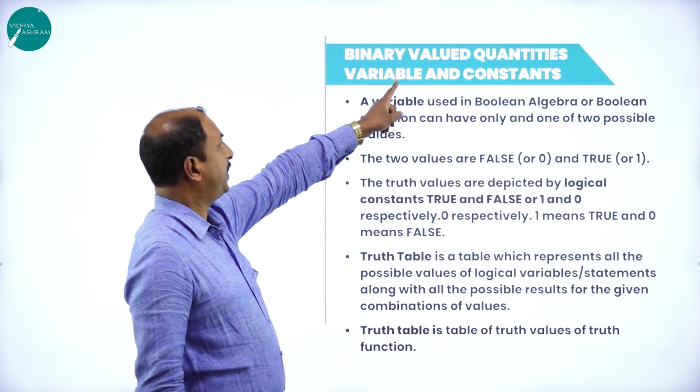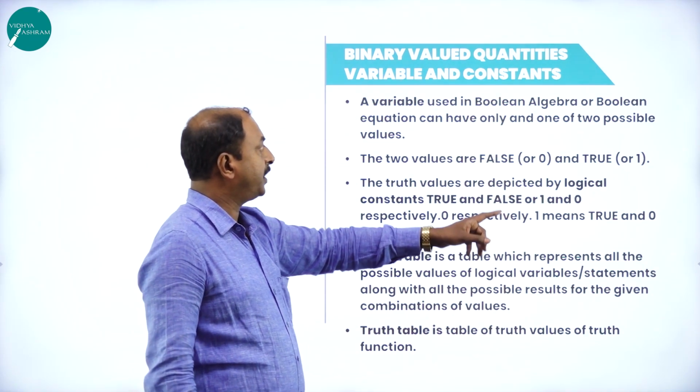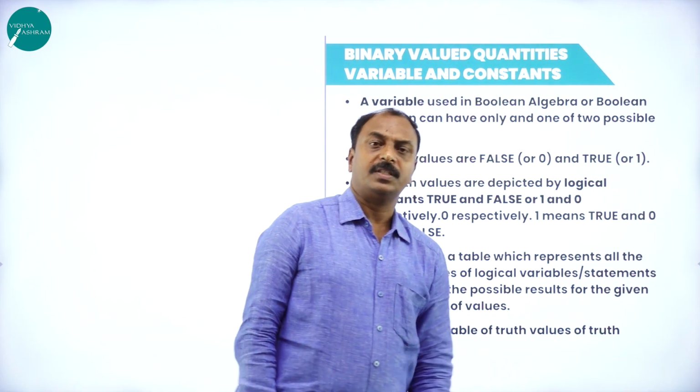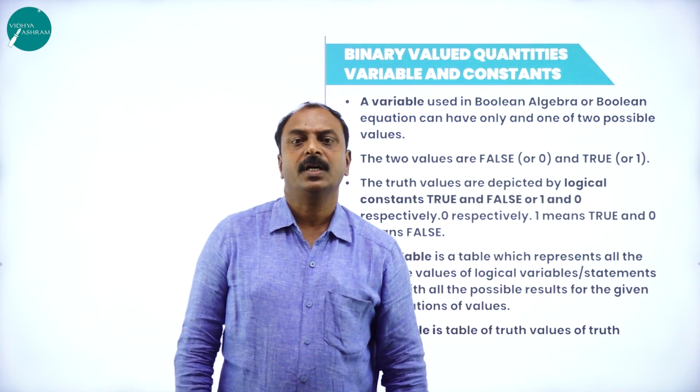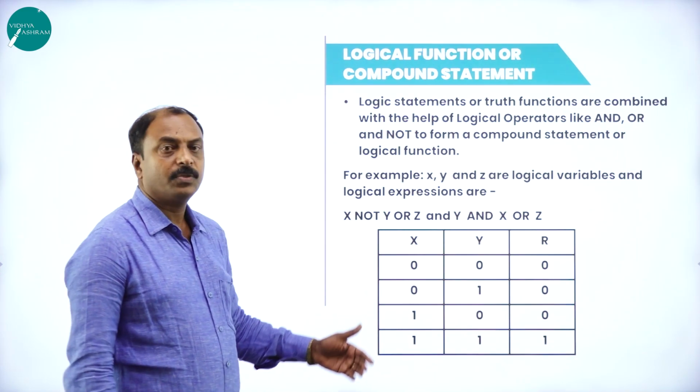So these are Boolean variables and Boolean constants. Here 0 and 1 are nothing but values, they are constants. Let us move on to the next slide.